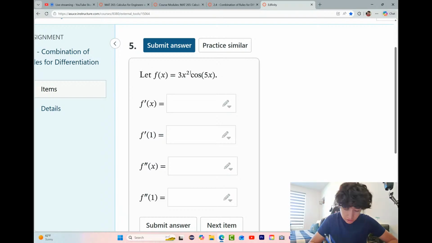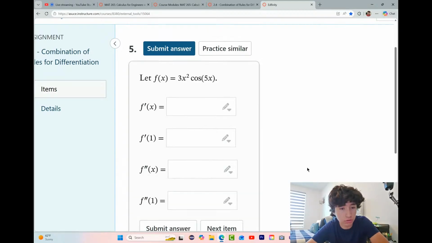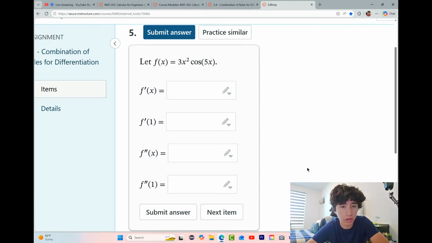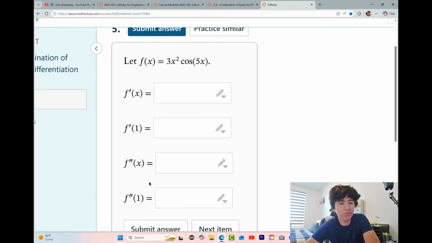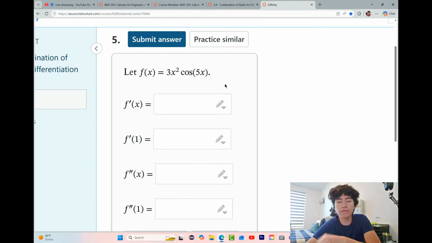Let f of x. So we have f of x equals 3x squared cosine of 5x. Okay, gotcha. So we need to evaluate f prime of x, then f prime of 1. Ooh, the double derivative of x, and then the double derivative of 1. Interesting. All right. I don't think it should be too hard. I think I've done this before. You just apply the derivative to the derivative.